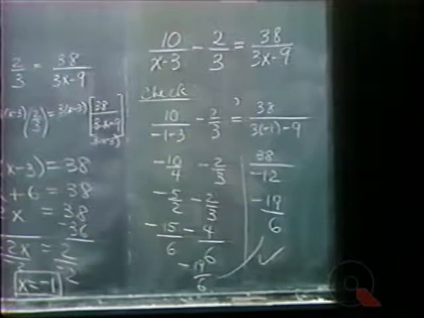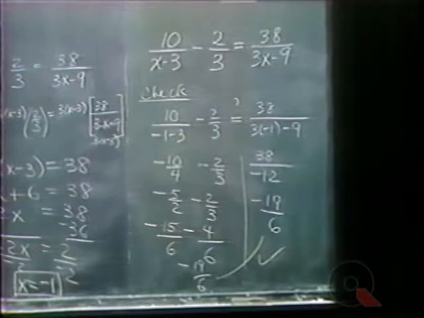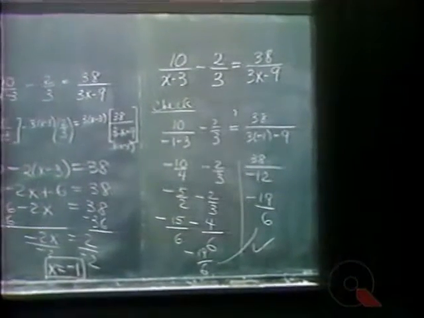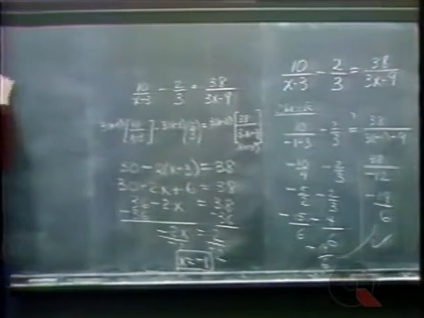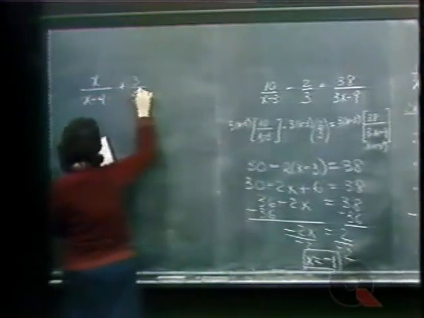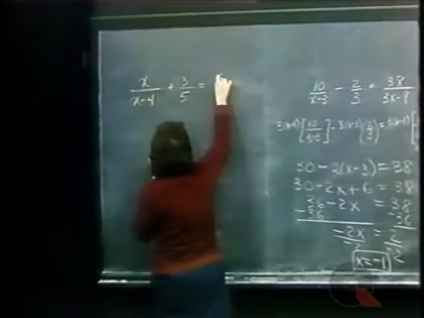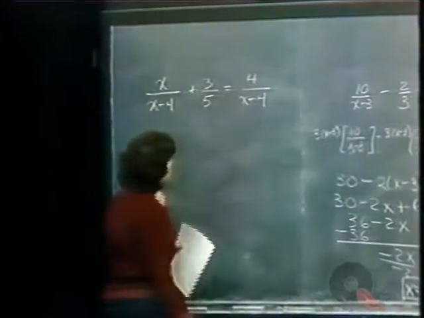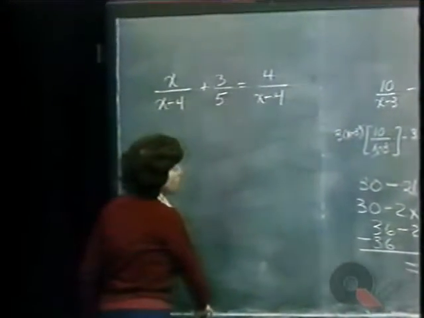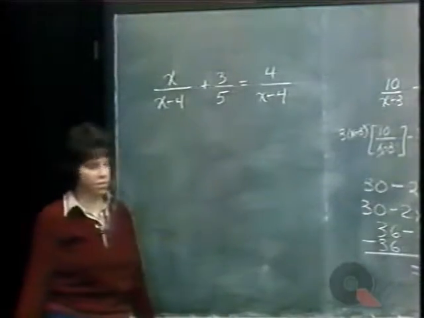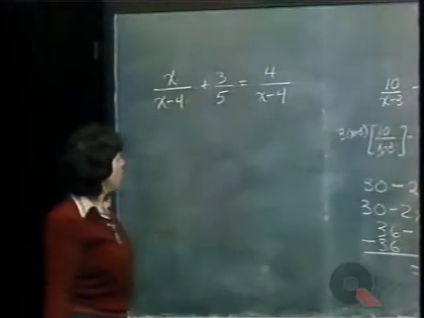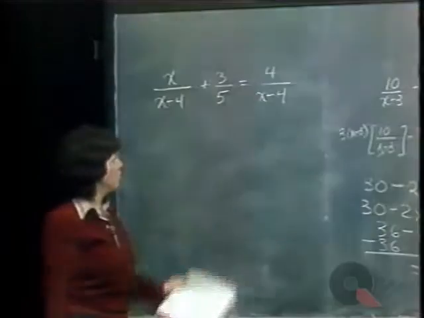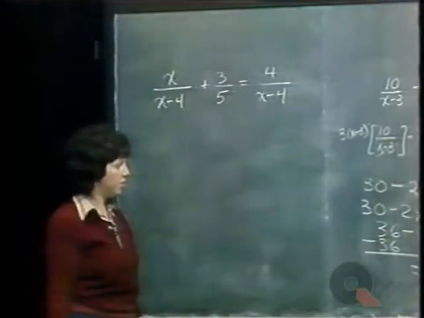Okay, for our next example, let's try this. x over x minus 4 plus 3/5 is equal to 4 over x minus 4. Another fractional equation. Once again, our object will be to solve for x. Try to find all those values of x which can be substituted in and make this into a truth statement.